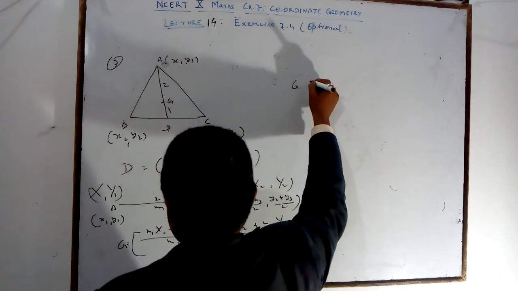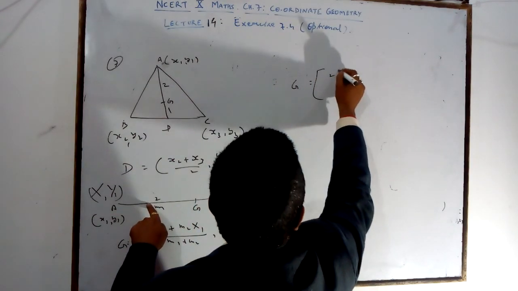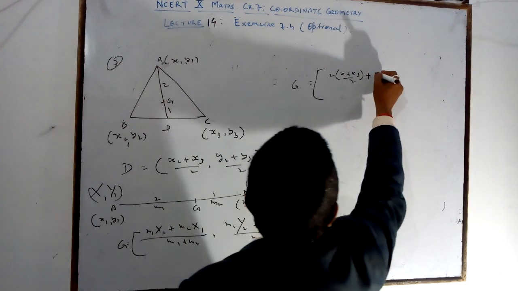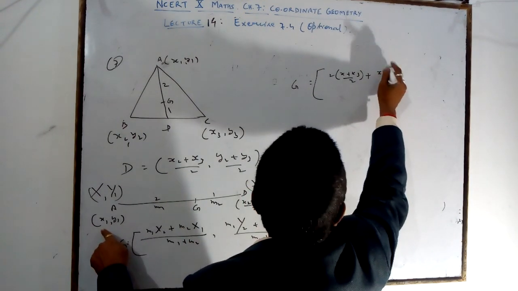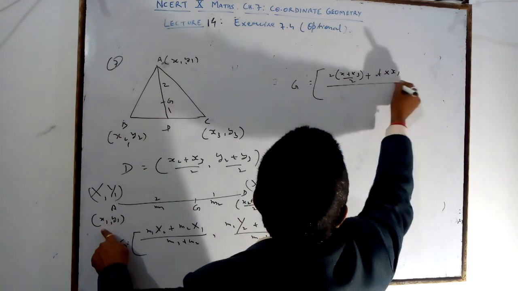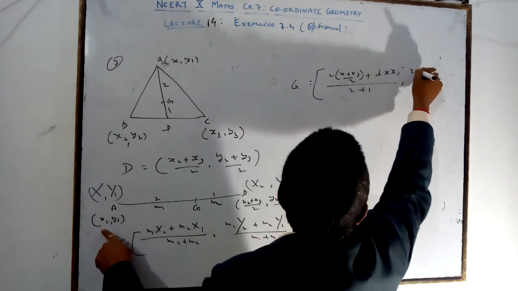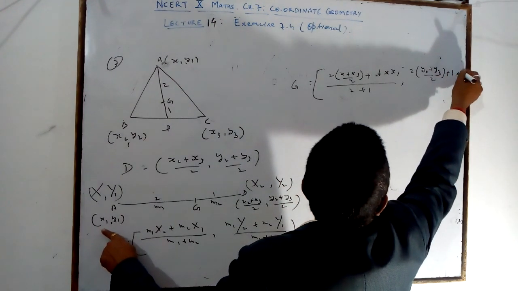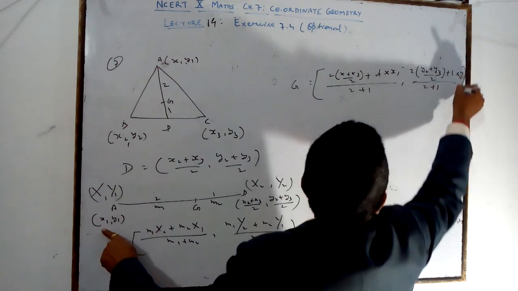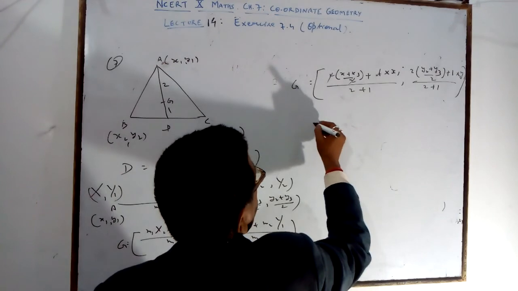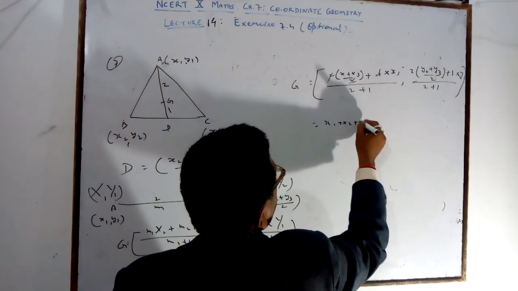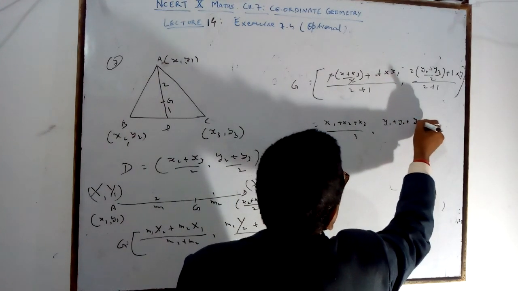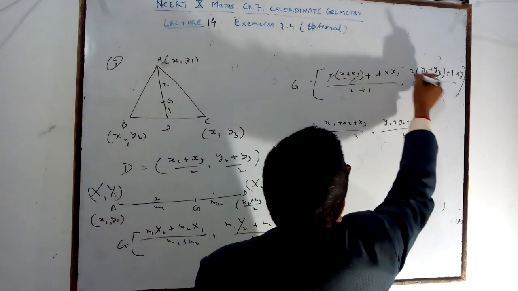So G will be, m1 means 2, into (x2 plus x3) by 2, plus 1 into x1, divided by 2 plus 1, comma, 2 into (y2 plus y3) by 2, plus 1 into y1, divided by 2 plus 1. So the 2 and 2 cancel. What are you getting? (x1 plus x2 plus x3) by 3, comma, (y1 plus y2 plus y3) by 3. It is your formula of the centroid.